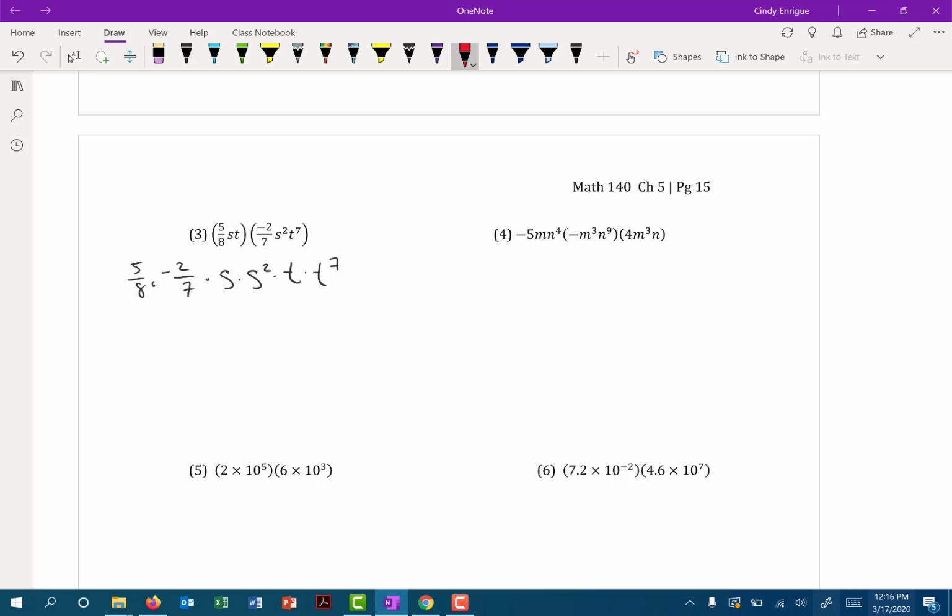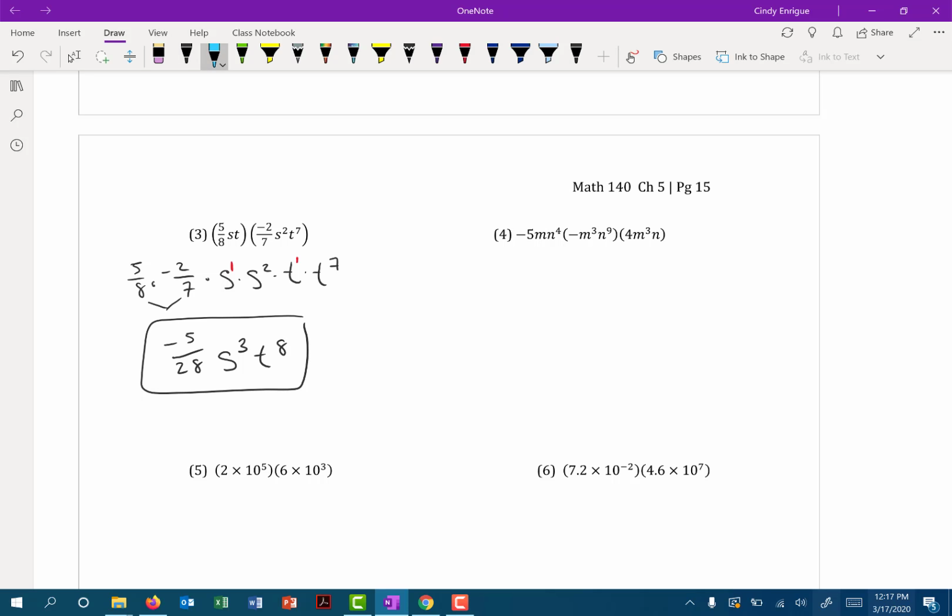Notice that on this s, there is an exponent. We can think of it as a 1. Same thing with the t, we can think of it as a 1. So now I can multiply these together. So when I multiply these fractions together and simplify, I'm going to have a negative 5 over 28. I have an s to the 3rd power and a t to the positive 8th power.